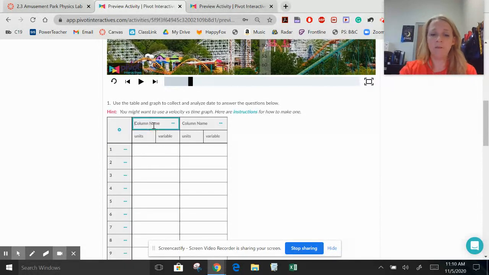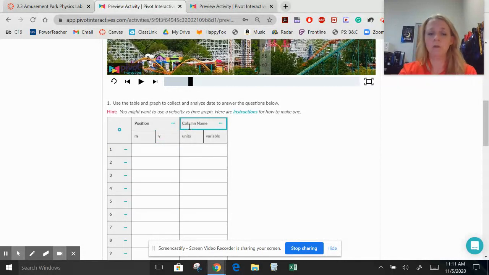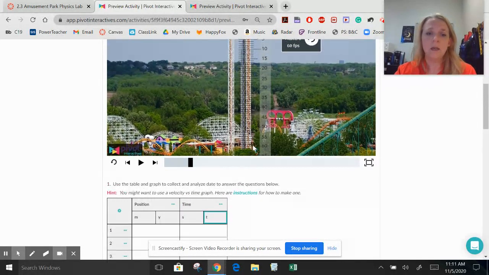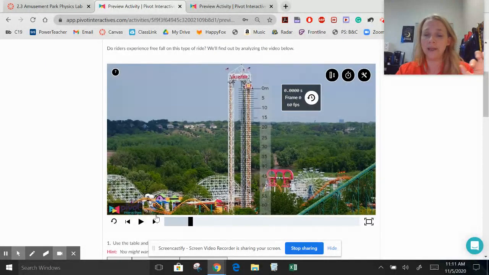For the column name, we're going to start off with our position or distance. It's more displacement. The units are going to be in meters. And this is the y direction, going up and down. So I'm going to call that just my y variable. Under the column name, the other one besides position we are going to measure would be time. Our time units are in seconds, and our variable is just lowercase t, okay? So remember, you control the time, which is probably the easiest way to look at that. So that's going to go on the x-axis.